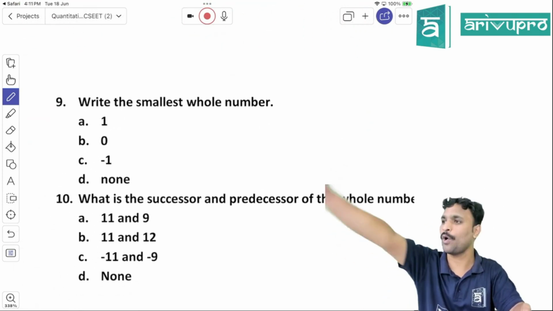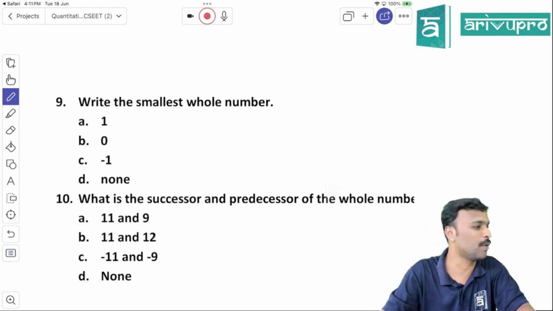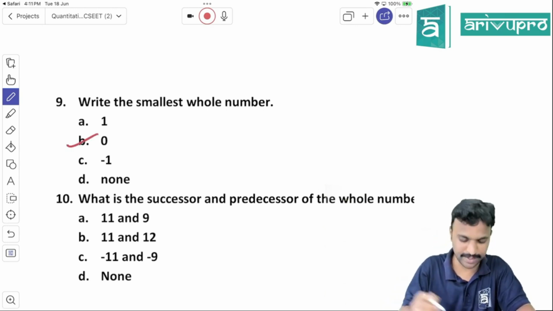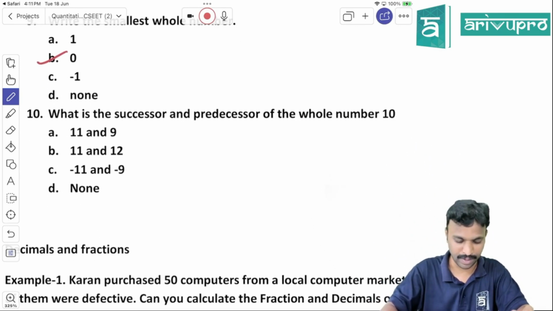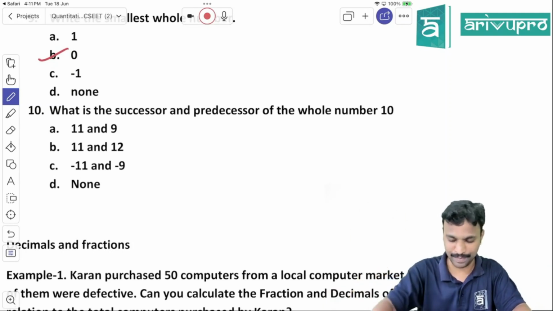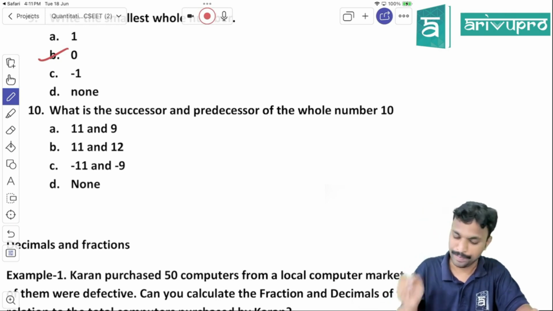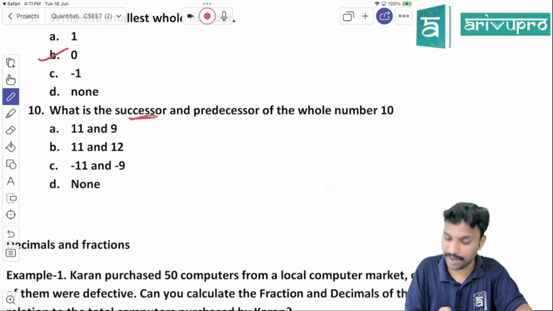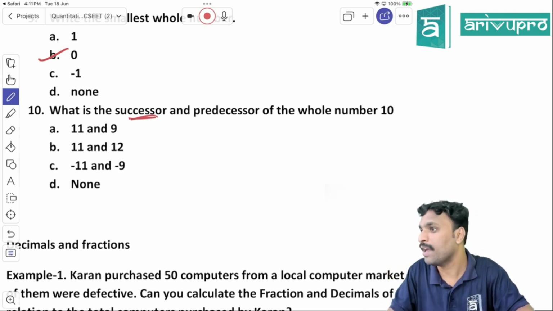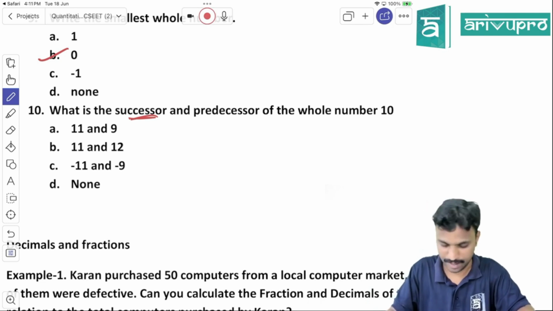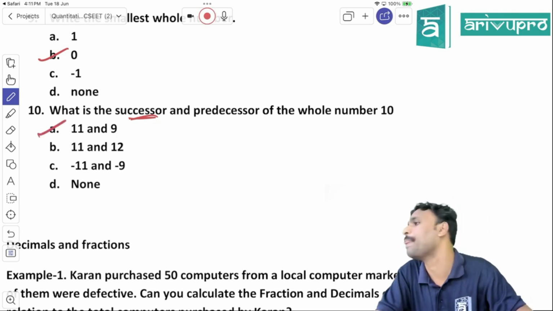Write the smallest whole number. Which one is the smallest whole number? 0 is the smallest whole number. What is the successor and predecessor of the whole number 10? Successor first you have to say. Successor of 10 is 11 and predecessor of 10 is 9. So 11 and 9, option A.